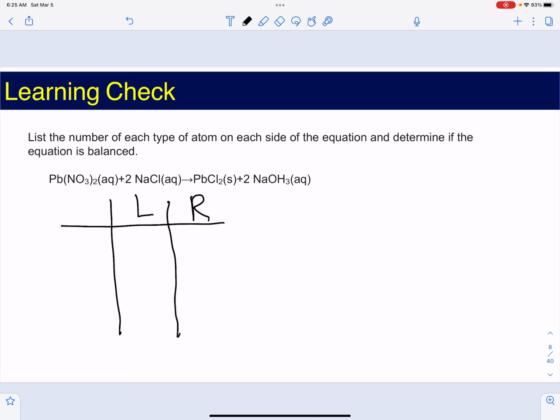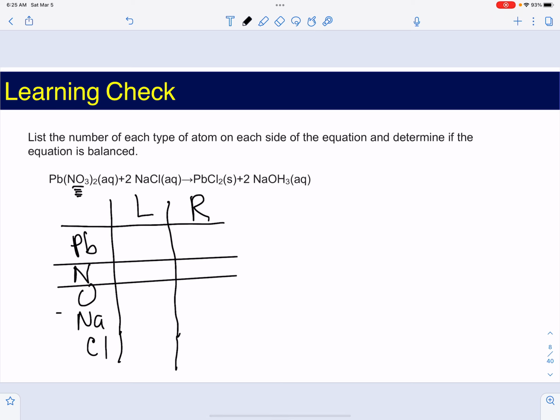Left and right, my elements are lead. This is a polyatomic ion like you learned on chapter 6 and 5. If the polyatomic ion is present on both sides, go ahead and write it like it is. If not, break it into the elements. I don't see it on the other side, so let's break it into the elements. Nitrogen, oxygen, sodium, and chloride. That's all I have on my left side.